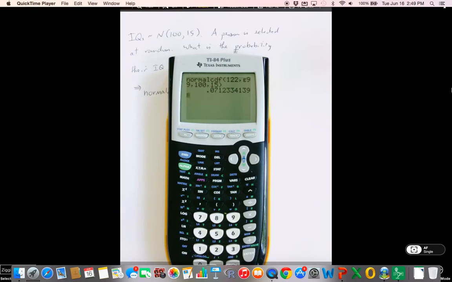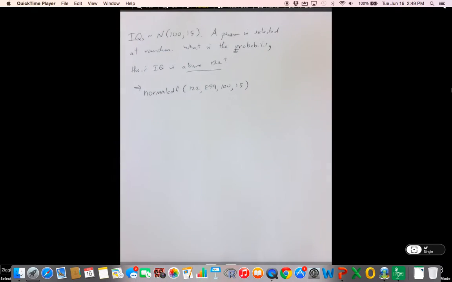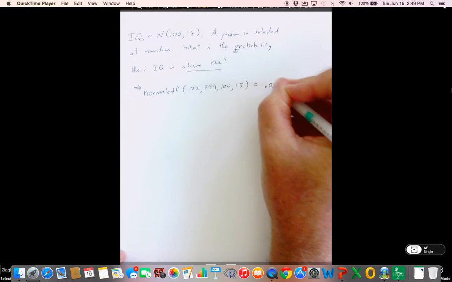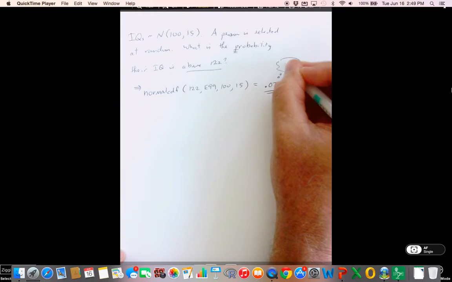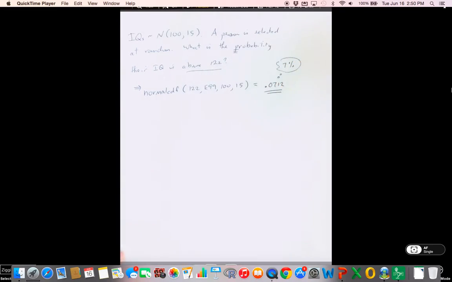So enter, so we're going to get 0.0712. I like to think about this in percentages. So that's about 7%. So only about 7% of people has IQ 122 or higher. So the probability would be 0.0712.